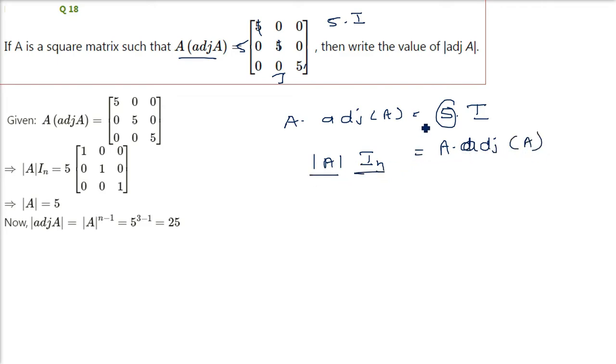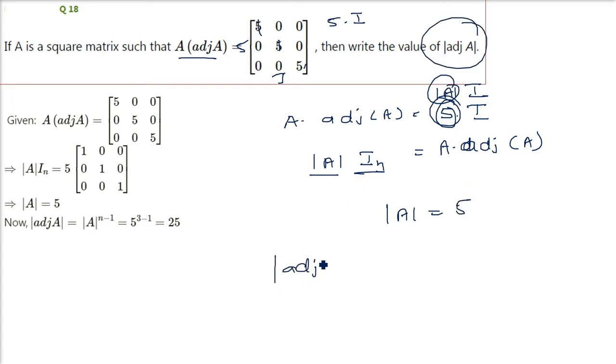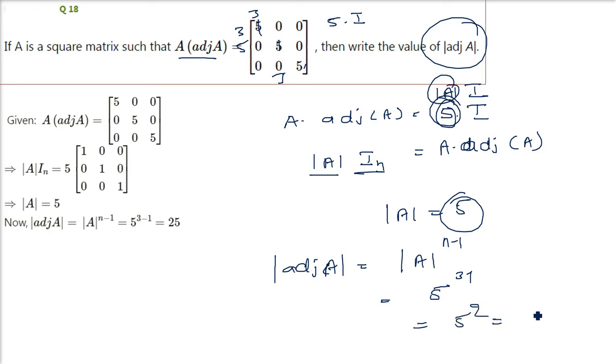So determinant of A into I N, you can equate this. So determinant of A is 5 here. Now in order to find out the determinant of adjoint of A, we know the expression: determinant of A raised to the power n minus 1, where n is the order of the matrix. Since the matrix is a 3 by 3 square matrix, n is 3 and determinant of A is 5, so 5 raised to 3 minus 1, 5 squared, is 25. This is your answer.